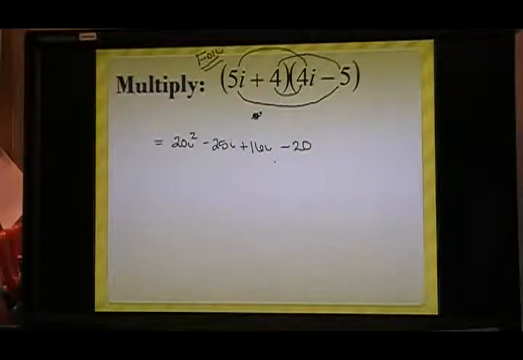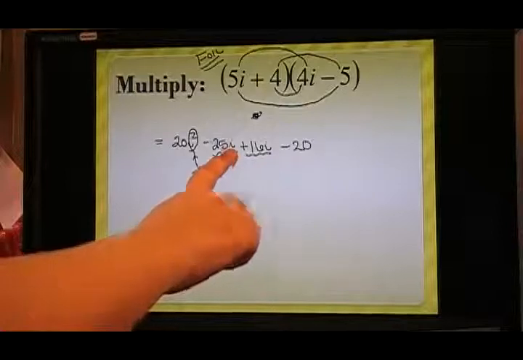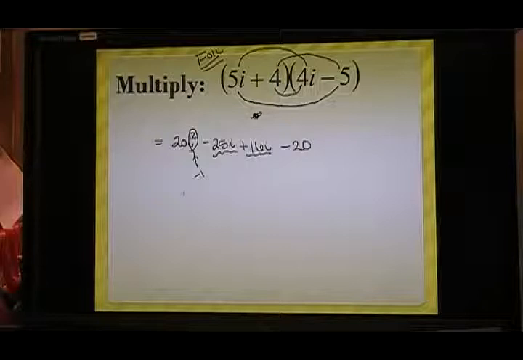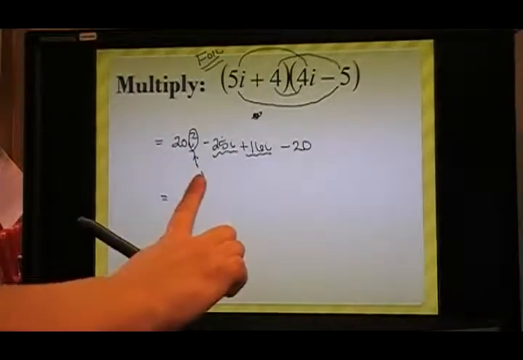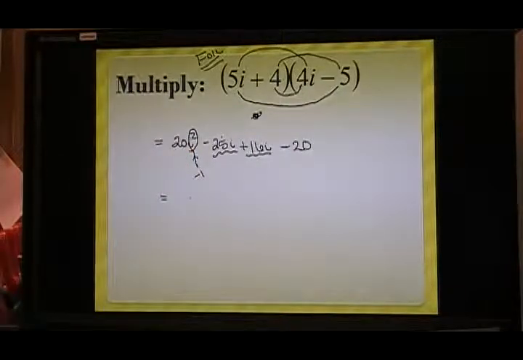After we've gone through the FOIL process, we still need to do any simplification. Combine any like terms. These two are like. And also, remember, when we see i squared, we need to write it as negative 1. You see an i, you leave an i. But an i squared, you need to write that as negative 1. So 20 times i squared is 20 times negative 1, we've got negative 20.